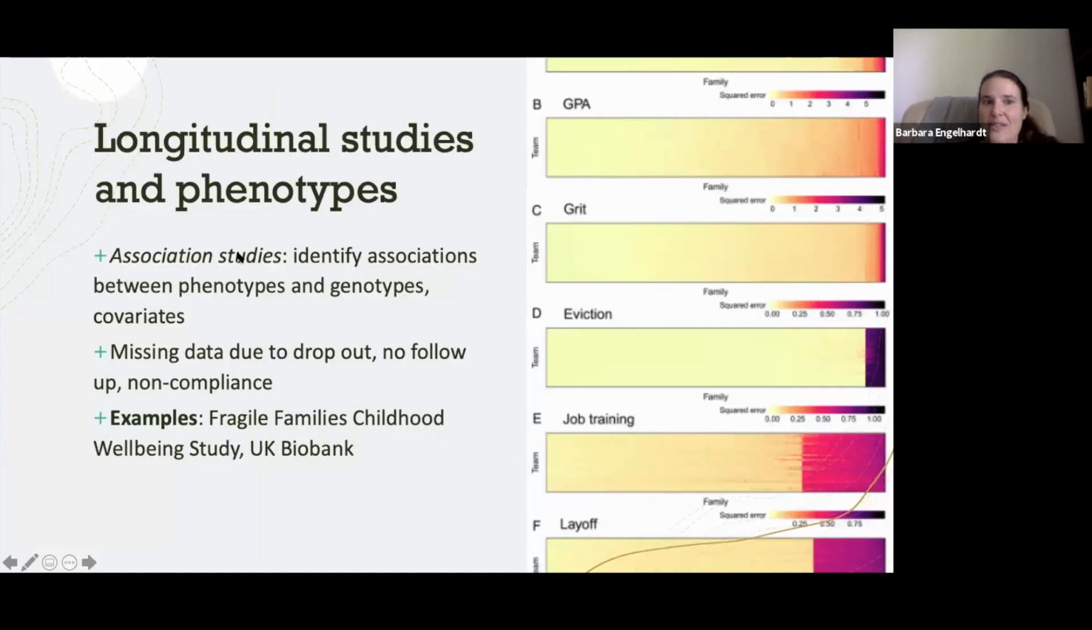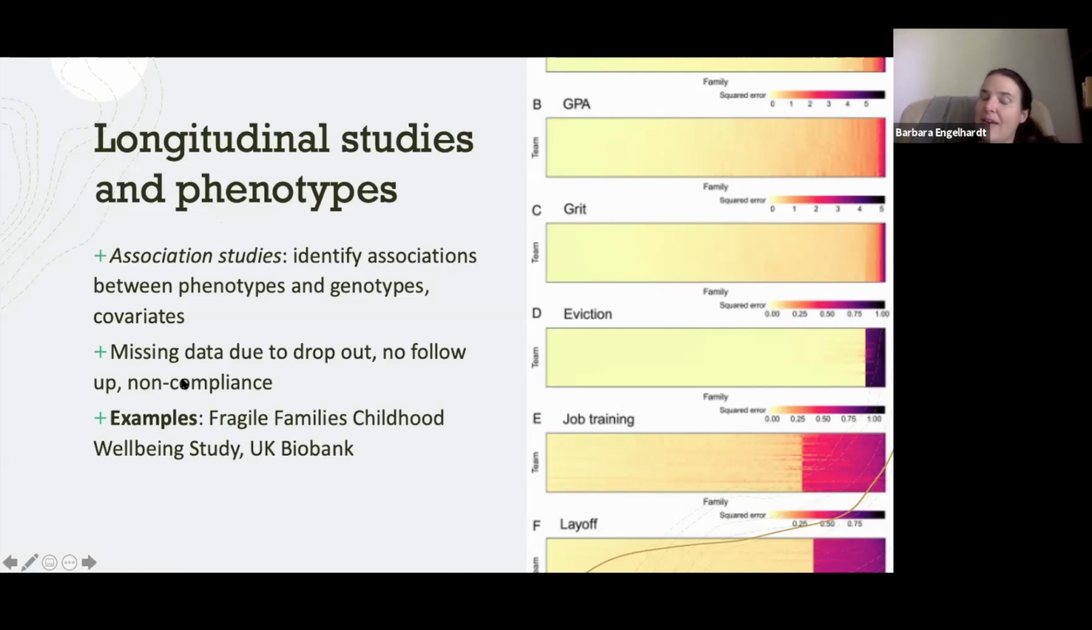Another way that we have missing data is looking at longitudinal studies and phenotypes more generally. When we think about association studies, our goal is to identify associations between genotype and phenotype, but also covariates too. If we have phenotypes and important covariates like race or age, there's often going to be missing data due to dropout, where an individual drops out of a particular study. There's often a situation where even though the individual hasn't dropped out of the study, they've just failed to follow up for one reason or another.